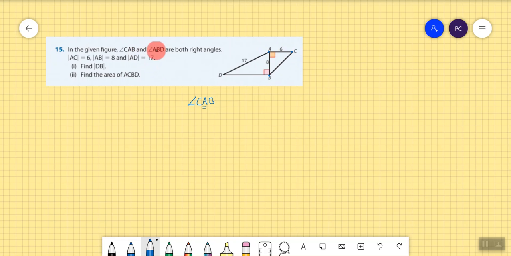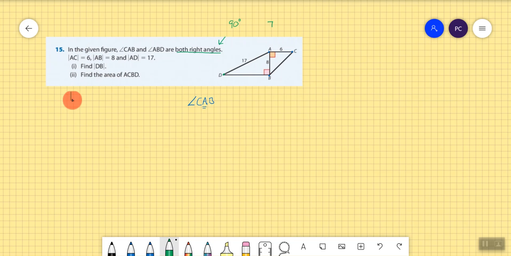And it tells us this other angle ABD. So we'll just identify the angles. So A, B, and D. We're talking about this angle here and this angle here are both right angles. If they are right angles, that means they have 90 degrees, and this is what this symbol represents. That means 90 degrees.